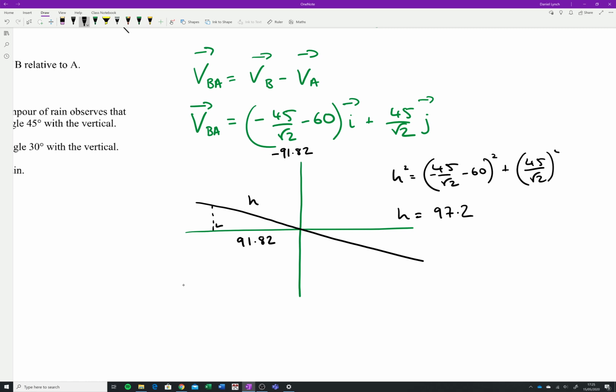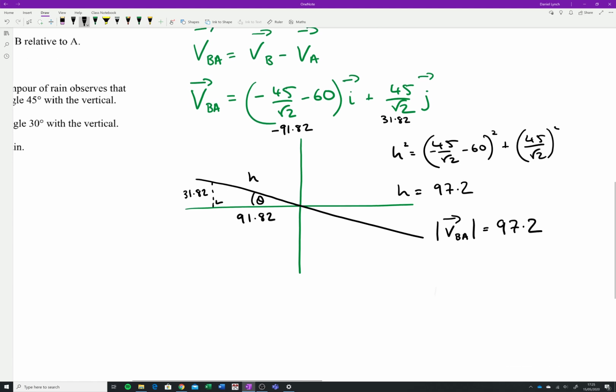This number here is 31.82, so it's going up 31.82. Okay, that's fine. And what does it ask us to do? It asks us to calculate its direction as well. So we have the magnitude. The magnitude of B relative to A is 97.2. We would write it like that.